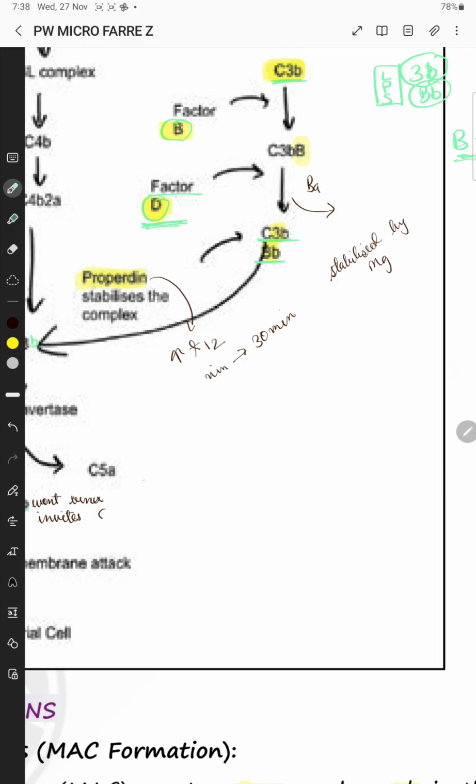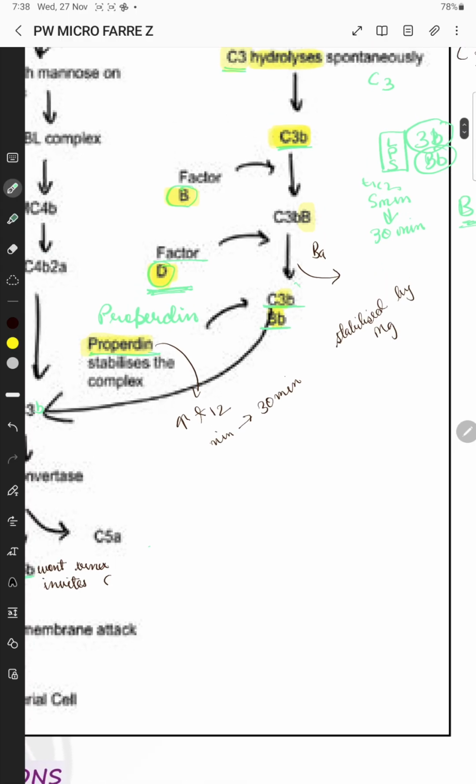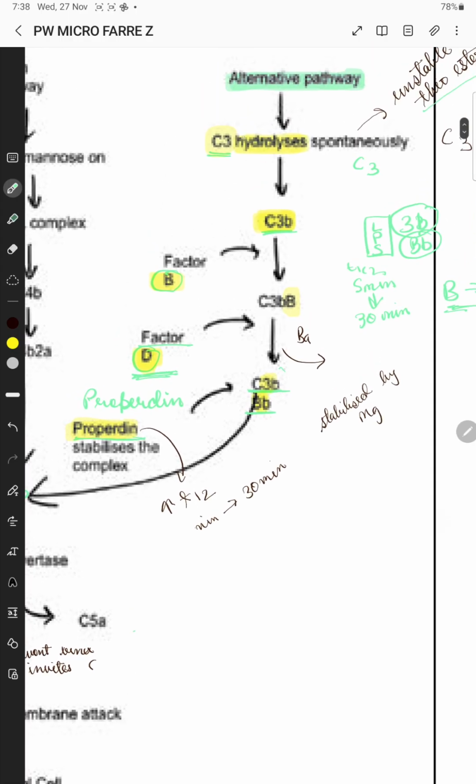To stabilize it, we have a protein known as properdin. Properdin will stabilize this complex. In the absence of properdin, the half-life of this complex is 5 minutes, but because of properdin the half-life changes to 30 minutes. So in the alternative pathway, the pathway starts with the spontaneous hydrolysis of C3.